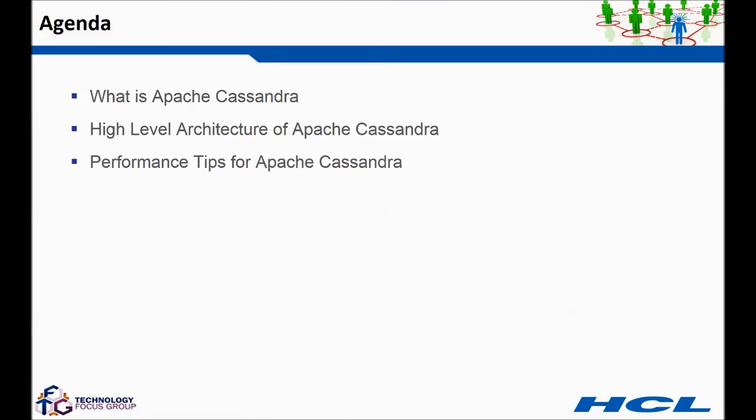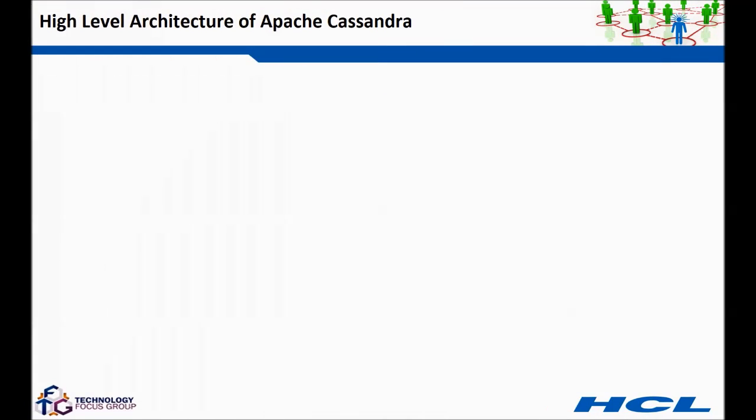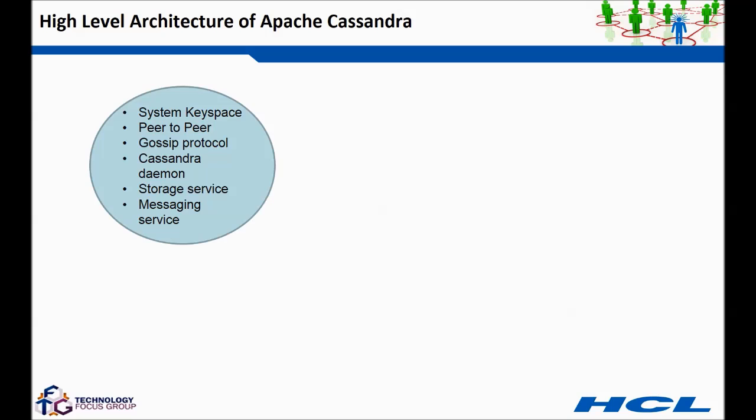Now we'll discuss the high-level architecture of Apache Cassandra. In this slide, what I have done is basically categorized different Apache Cassandra services into different categories. It's not a standard categorization or anything. I've just done it for simplicity. We'll not discuss individual services in detail because that's not the objective of this presentation.